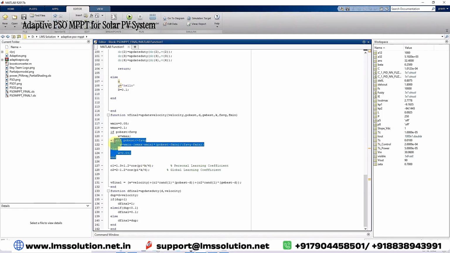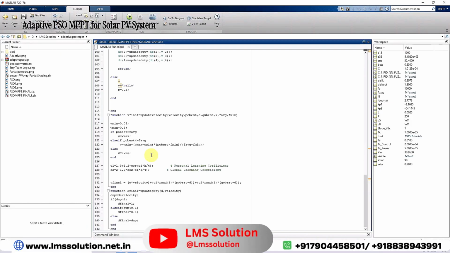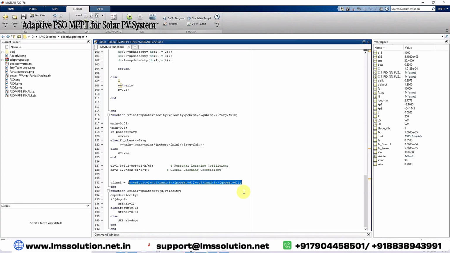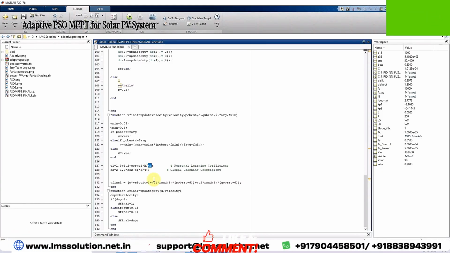This is the variation of inertia with respect to every iteration. It will vary every iteration, and that affects the velocity updation for every iteration. Also, here you can see the parameters C1 and C2, the personal learning and the global learning coefficients. C1, C2 are updated every iteration based upon this formula: 1.3 plus 1.2 cosine of 5 pi k divided by 4, where 4 is the total number of iterations I consider.